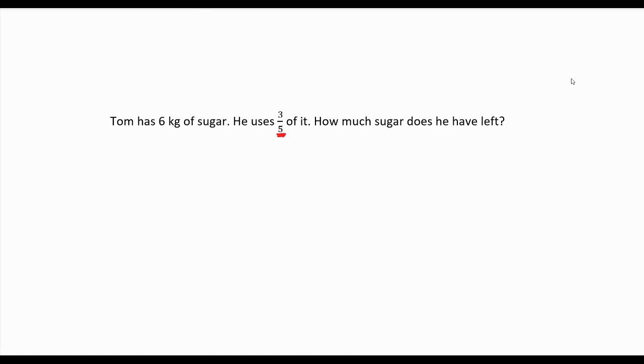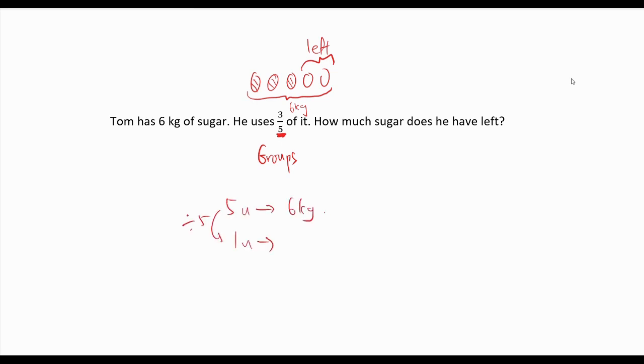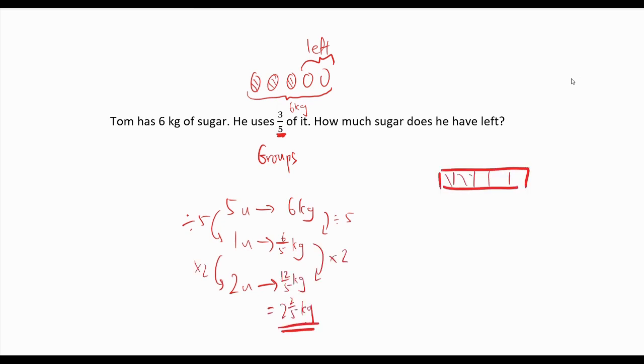The fraction here has no units, so it's describing groups, not quantity. There are 5 groups in total. He uses 3 groups, and he has 2 groups left. So 5 groups is 6 kg, 1 group is 6 divided by 5. 2 groups is 2 times 6 divided by 5. Or since we are trying to find 2/5 of 6 kg, we can just take 2/5 times 6 kg.